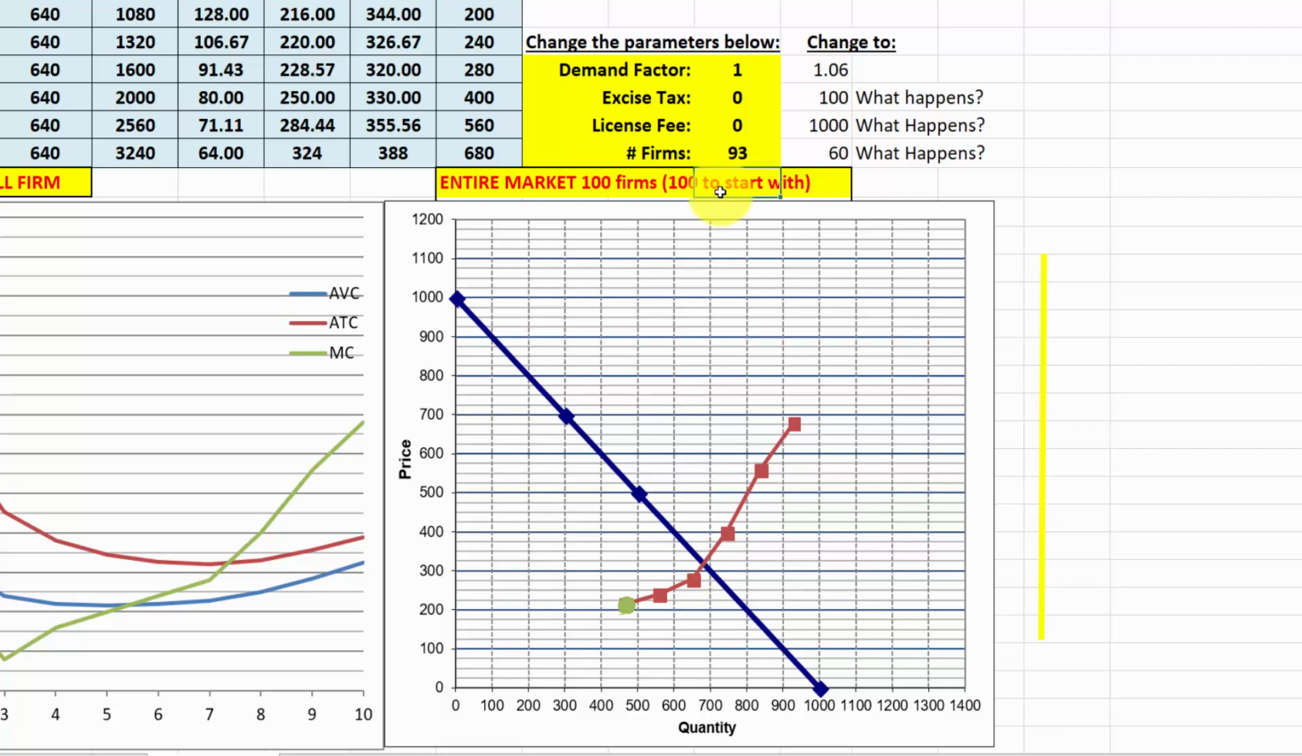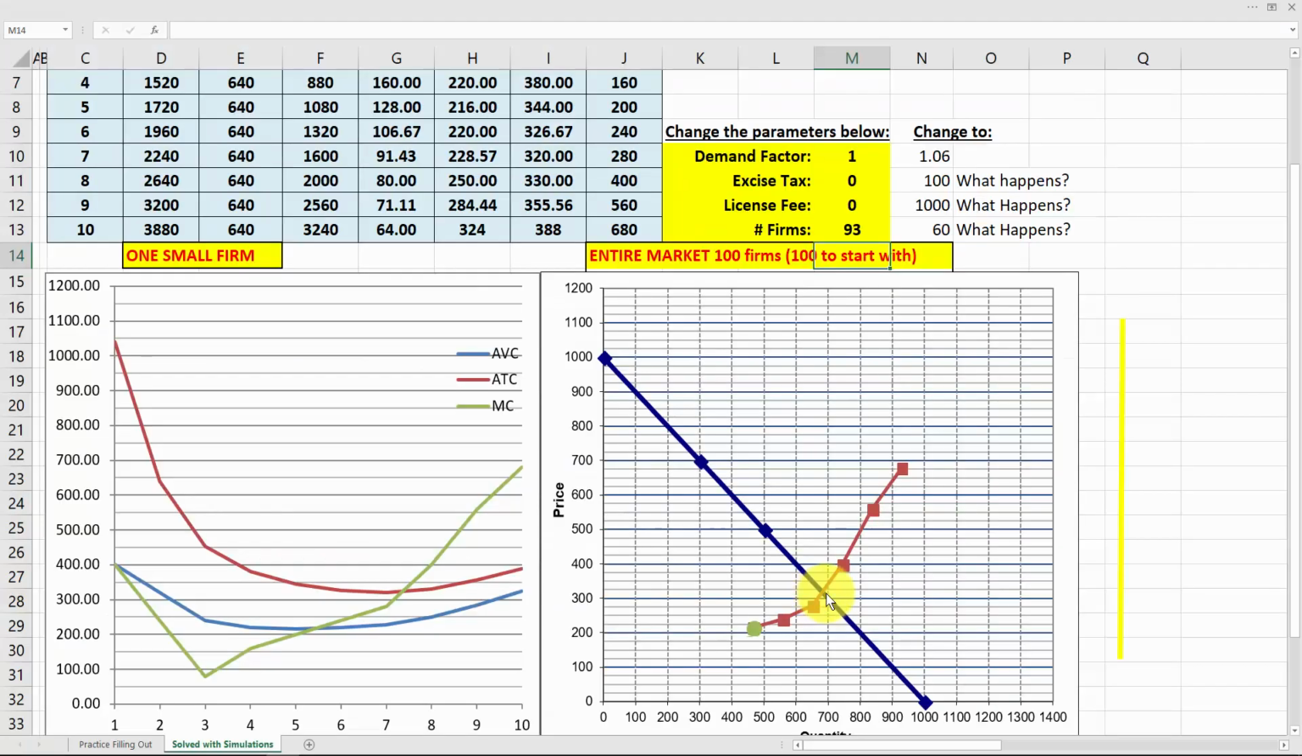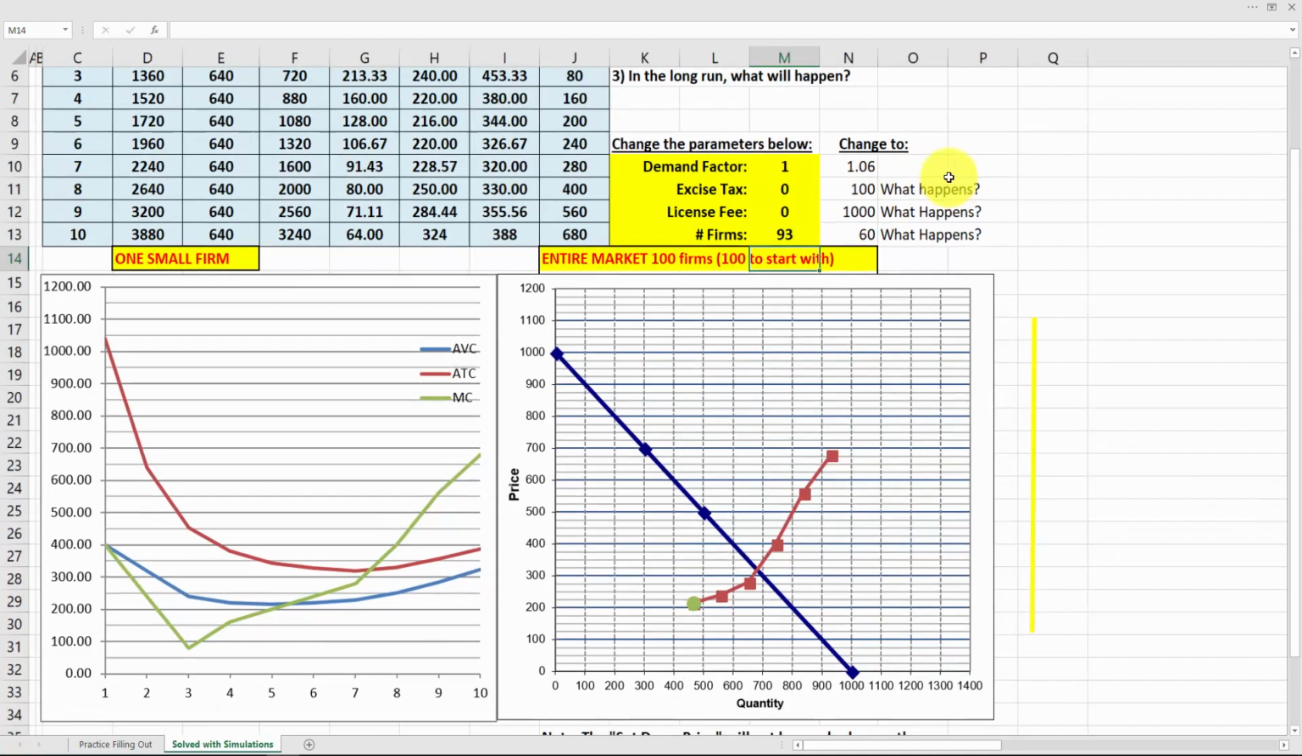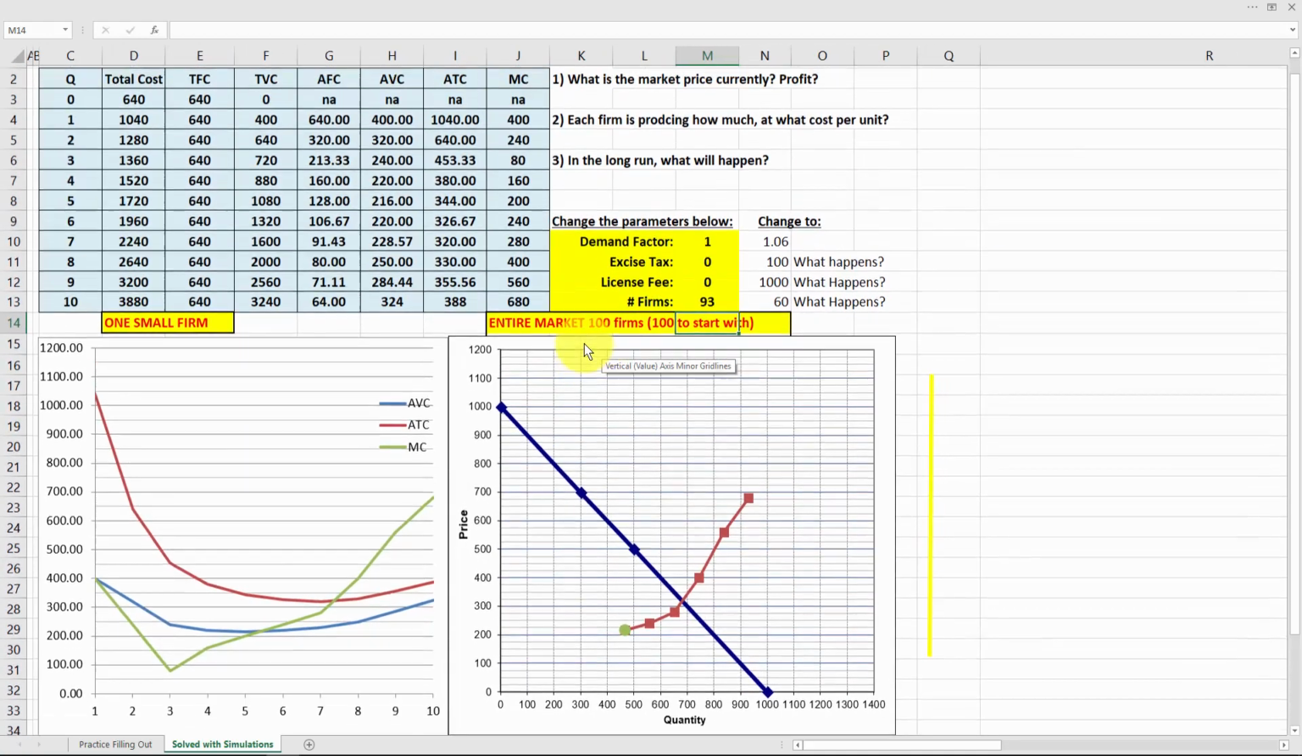So if firms were losing money because the market price was below 320, maybe 7 of these 100 firms would drop out. And then we would be at the long run equilibrium, where there would be no reason for anything further to change because all the firms are breaking even. So no firms are going to enter, no firms would exit. Now, on the other hand, let's see what some other changes in the market could do here.